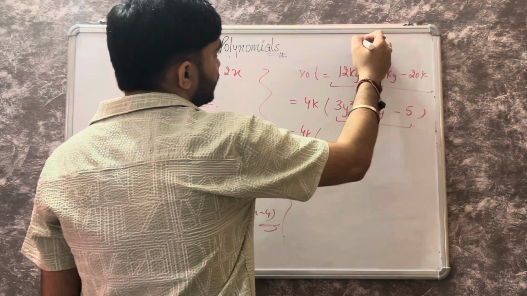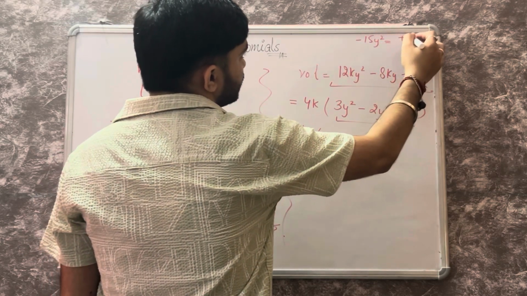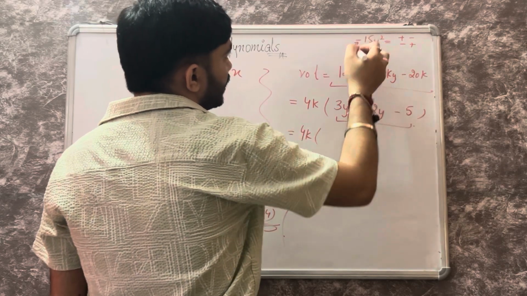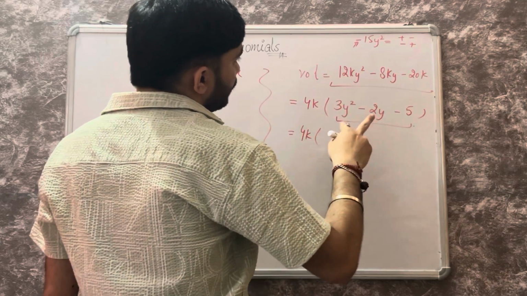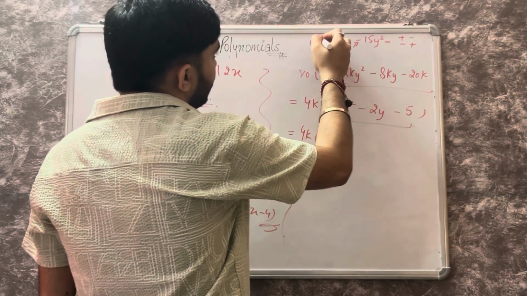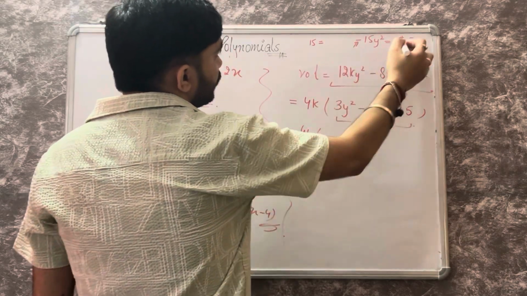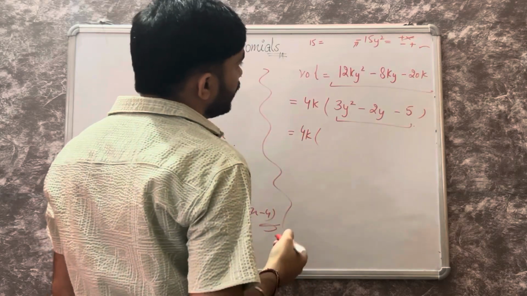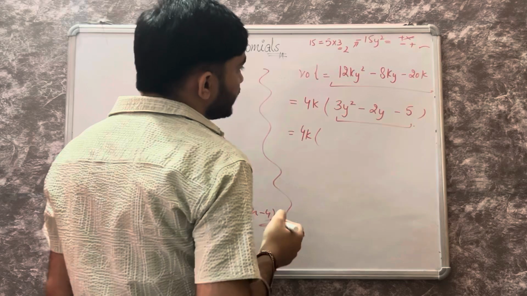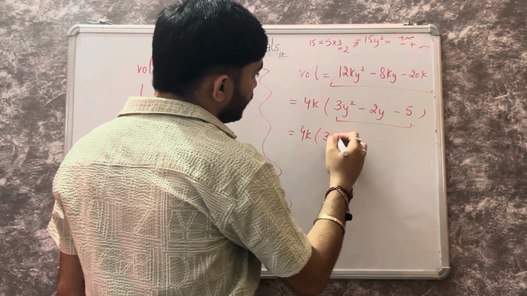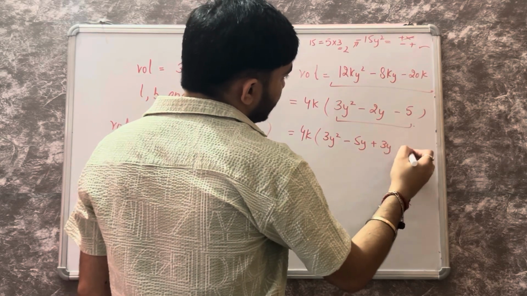3y square times minus 5 is minus 15y square. Here we have two cases, that is plus minus or minus plus, because the answer is in negative here. So we need two numbers by which if we multiply we get 15 and after subtraction you get minus 2. That is, which case is going to be minus plus. So 15 is 5 into 3 and after subtraction 5 minus 3 you will get 2. So you can write it as 3y square minus 5y plus 3y minus 5.